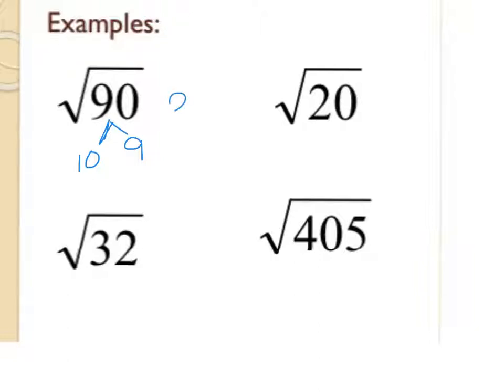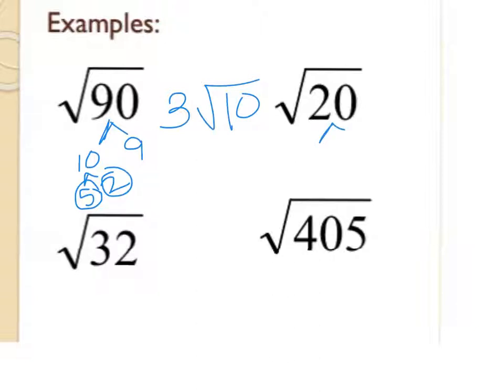So the 3 is going to come out of the house, and the 10 can be broken down even further into 5 and 2, but you'll recognize that because they're the only ones left over and they're prime, they're going to just multiply together. So 5 times 2, and that's going to give me 3 radical 10.